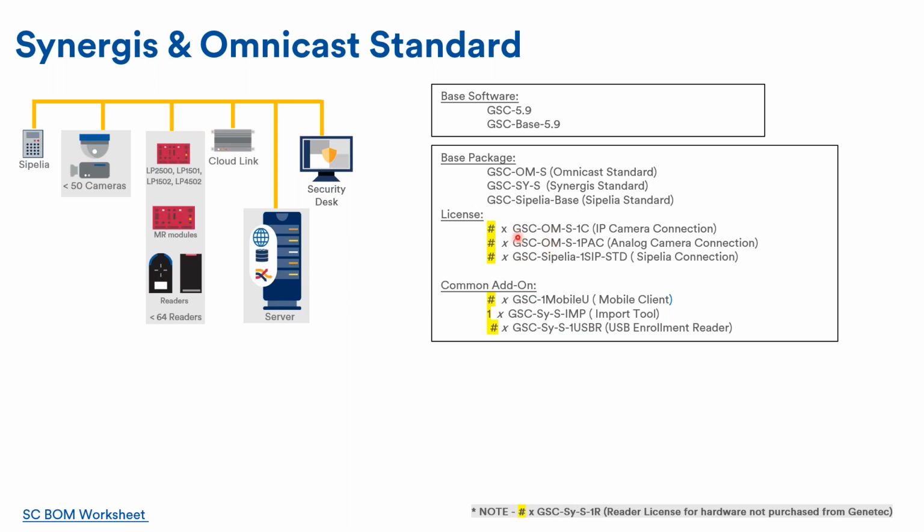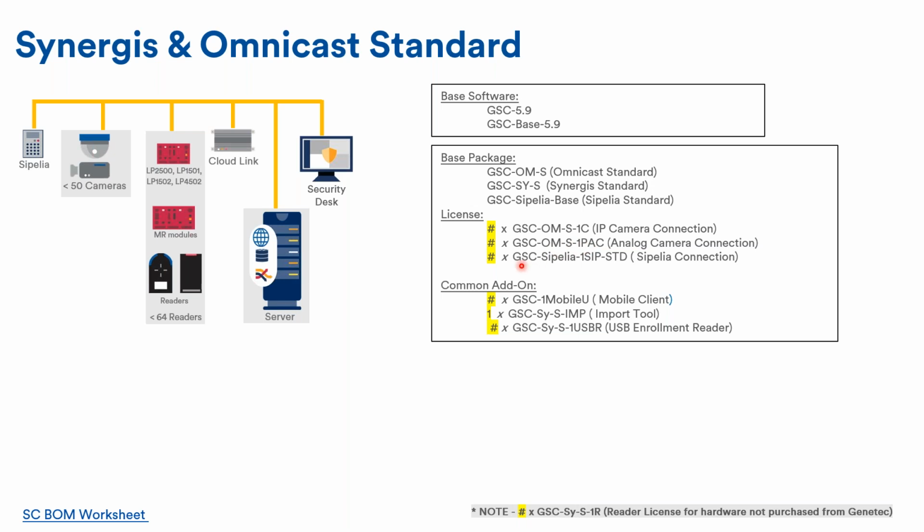So we would need to quote out the GSE-OM-S-1C for our IP camera connections. Now, if we are taking over some legacy analog cameras using an analog camera adapter, then we will need to use the GSE-OM-S-1P AC for our analog camera connection.